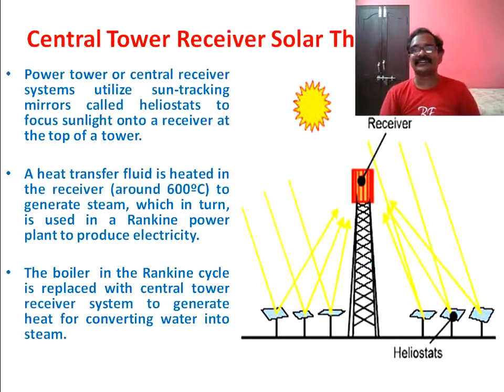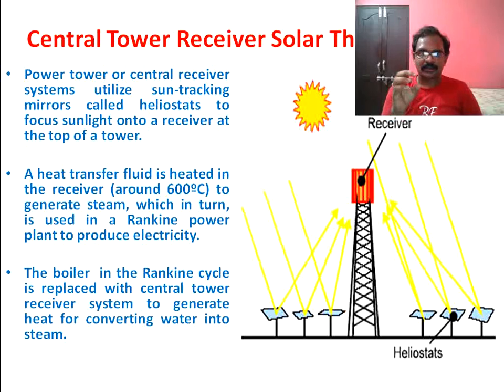Second one is the central tower receiver power plant. So in this case, in the Rankine cycle, the boiler is replaced by a solar tower receiver power plant. So what is a solar tower receiver power plant? Since it replaces the boiler, the main concept is this: by using this collector, we are converting the water into steam again, right? The concept is the same. So how can we do it?